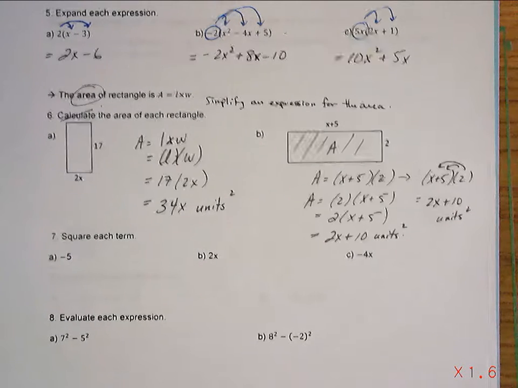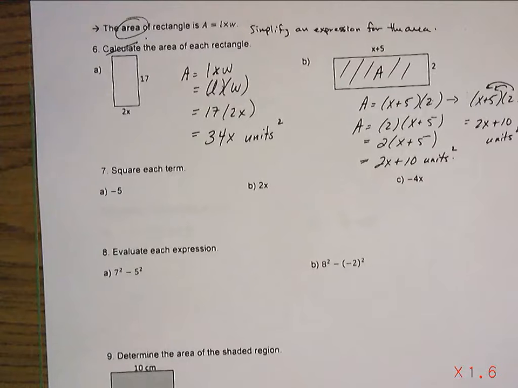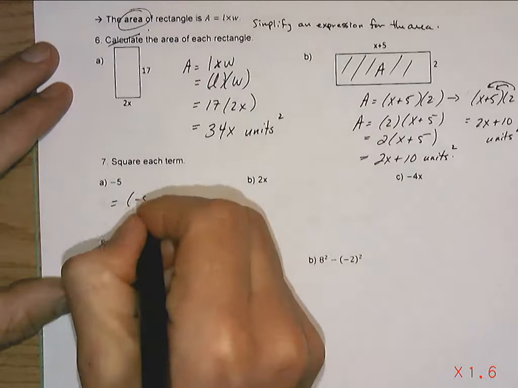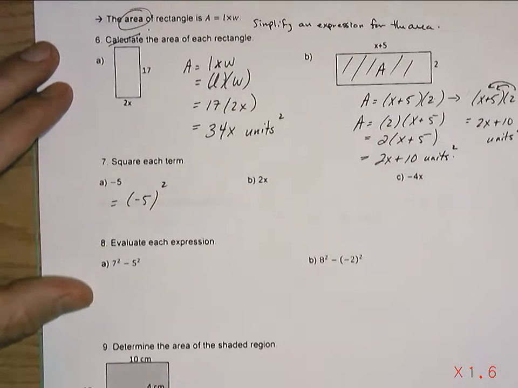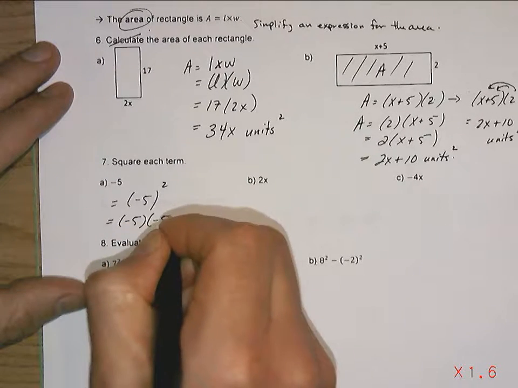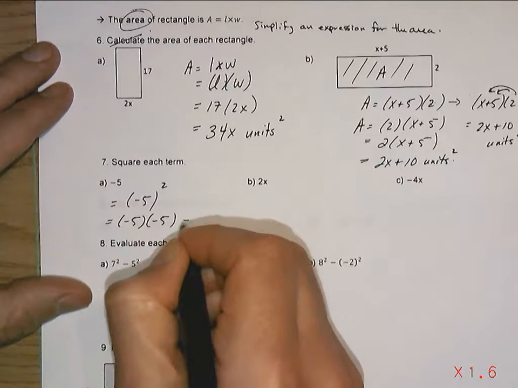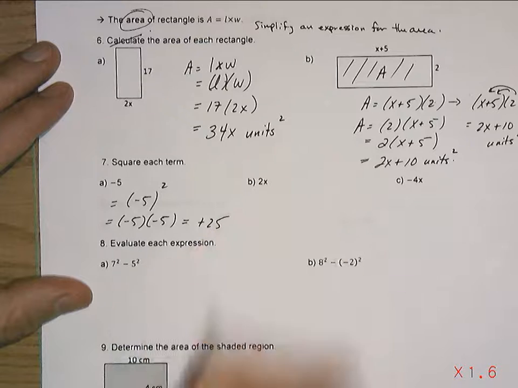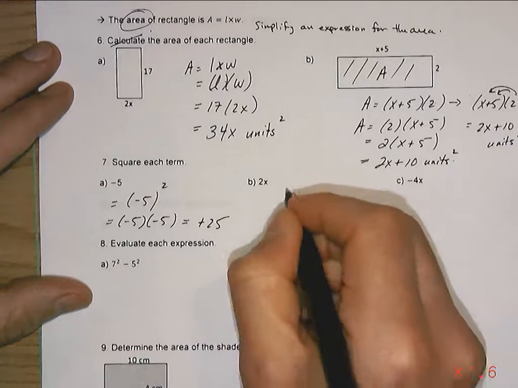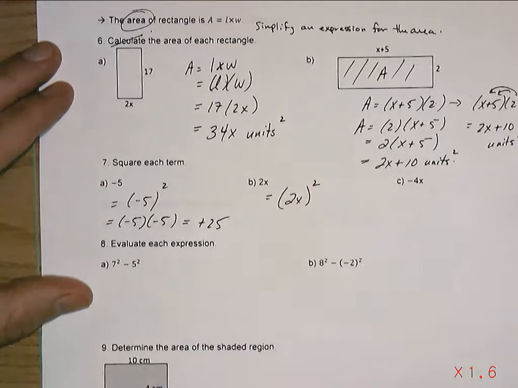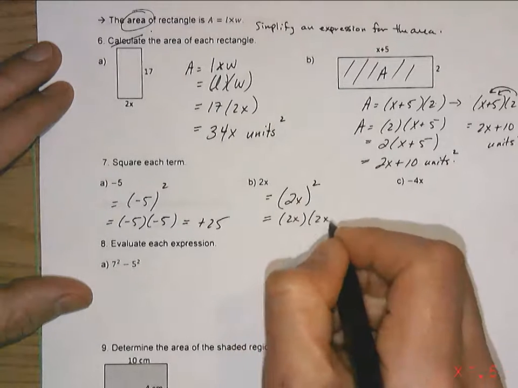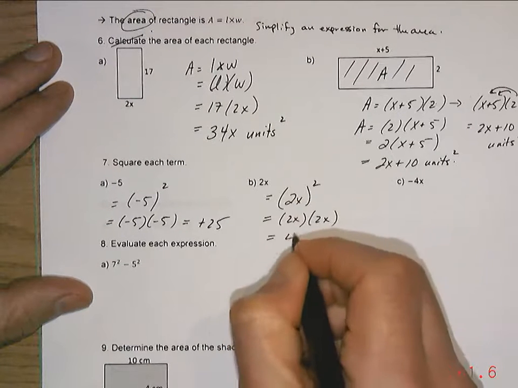Okay, let's look at number 7. Square each term. Well, squaring is an operation, and what it means is to multiply it by itself. So that's what it means to square each term. And what that means is the base times itself. And what that gives you is positive 25. And pretty straightforward. So 2x squared will be (2x) squared. Put the brackets in. Now what that means is 2x times 2x. And what that's going to be is 4x squared.